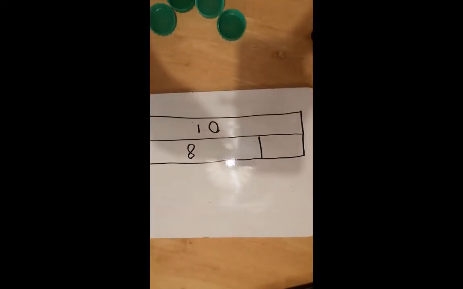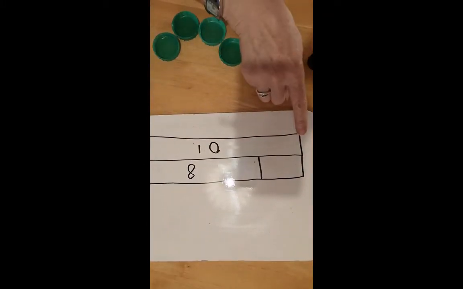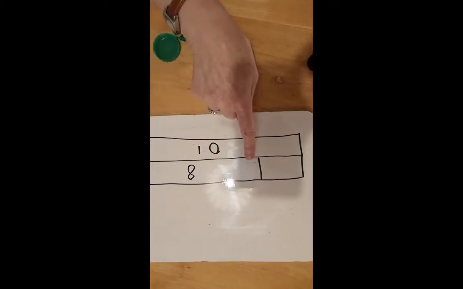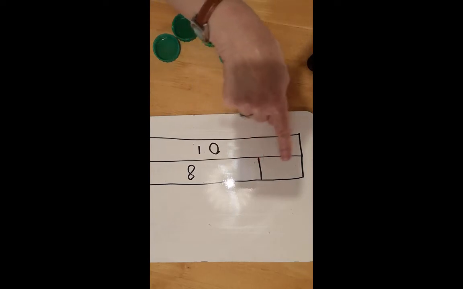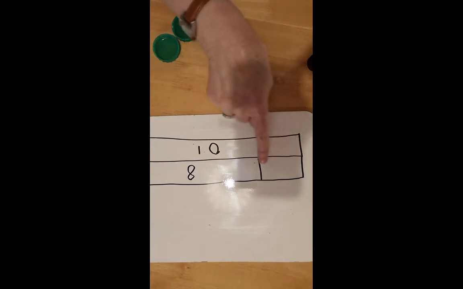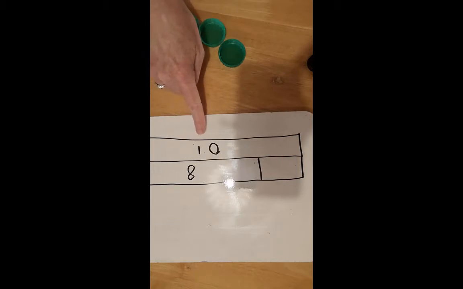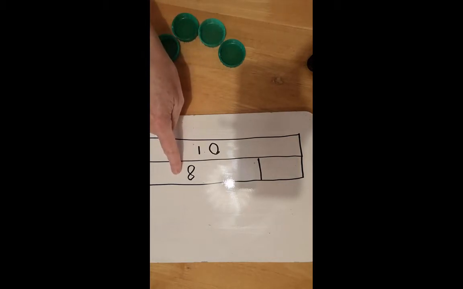So you're going to need a piece of paper, or if you do have a whiteboard at home, that'd be brilliant. And you can just draw the bars like I've done. So for example, down here, I've got my 10 as my whole, and I've got 8 as part of that whole. So what is missing here? What would make 10 if we've already got 8?